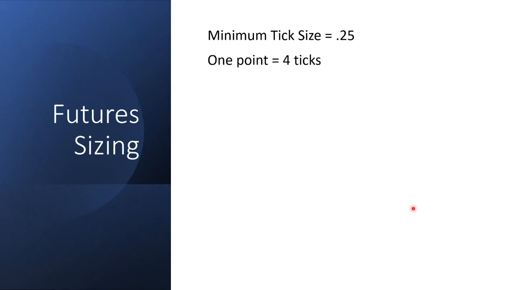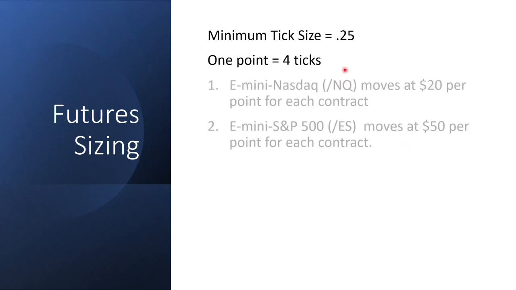Futures sizing. So the smallest denomination for futures that you could trade is 0.25. This is one tick size, and 1 point is equivalent to 4 ticks. So for SPY, say, you could buy SPY at 400.01, 400.02, 400.03. For futures, you can only buy at 400.25, 400.50, 400.75. So it's going by that tick size.